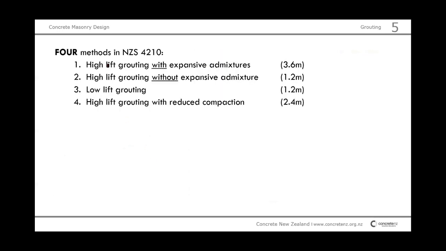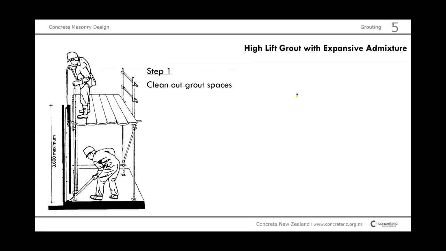And there are 4 methods available for grouting. That again is described in 4210, as you can imagine. So there's high lift grouting with and one without expensive admixtures, low lift grouting, and high lift grouting. They vary in the height you can achieve in one go. The most common one is the top one here. This is the one most contractors go for, which is pretty straightforward.